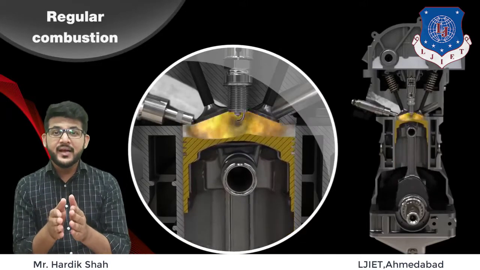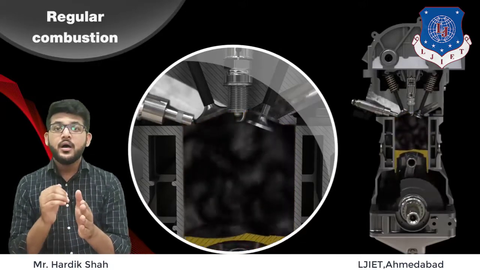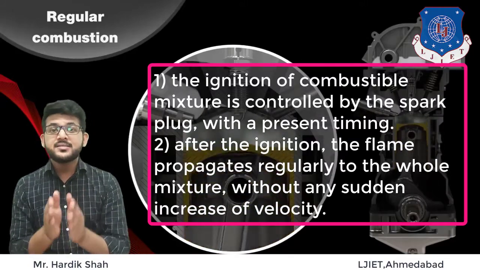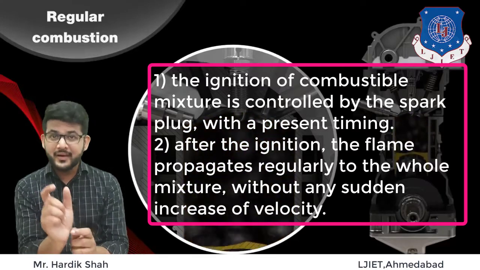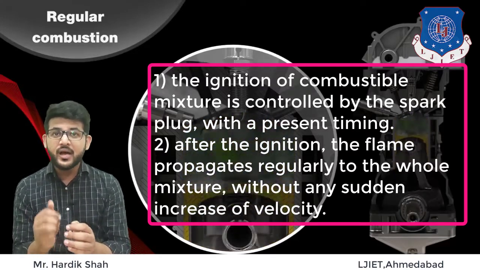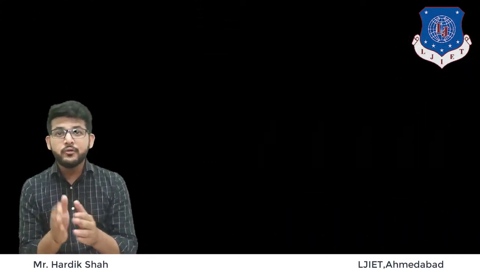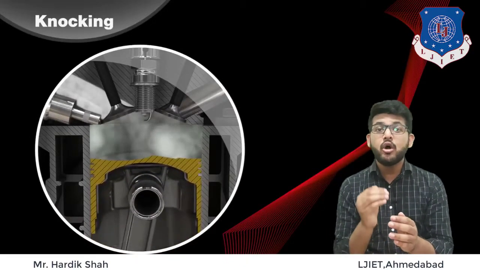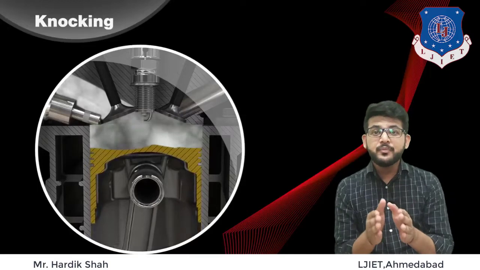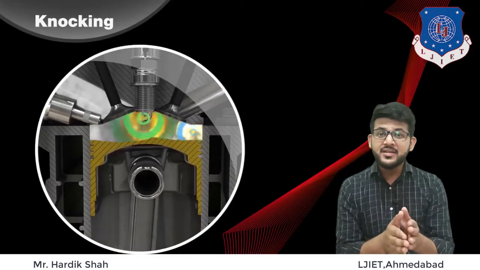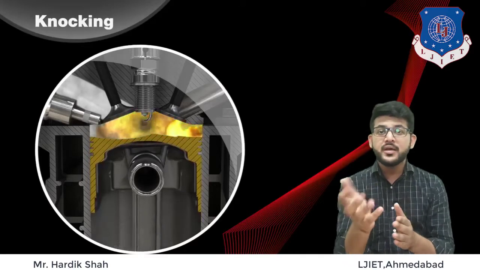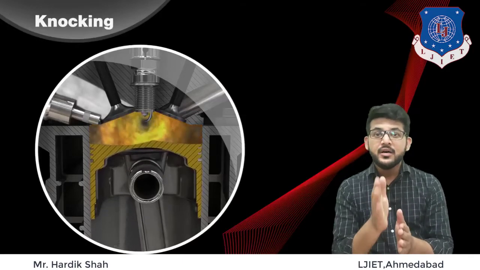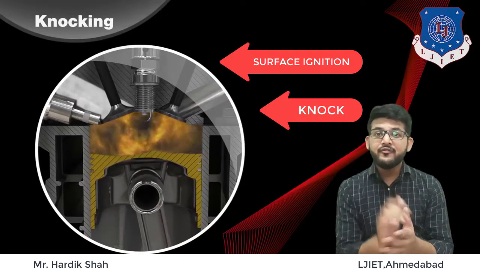We can say that the combustion is normal when two conditions are satisfied. One, the ignition of the combustible mixture is controlled by the spark plug with present timing. Second, after the ignition, the flame propagates regularly to the whole mixture without sudden increment in velocity. When these two conditions of normal combustion do not occur, the combustion process is abnormal, causing engine damage, worse performance, or noise. There are two forms of abnormal combustion in SI engine. The first form is surface ignition and the second form is knock, or knocking.